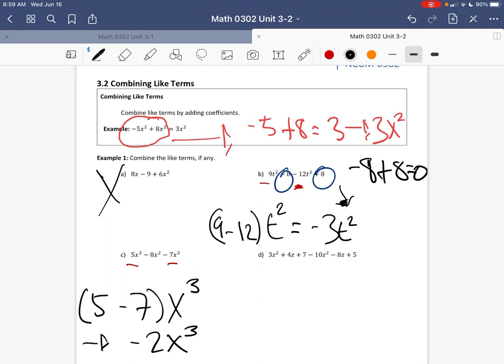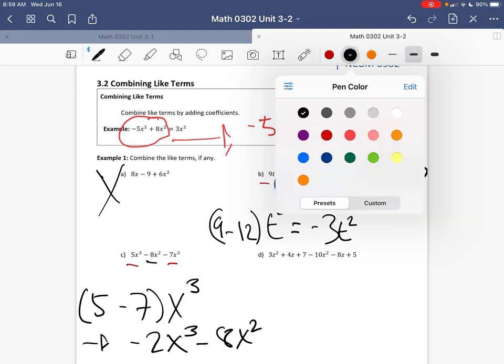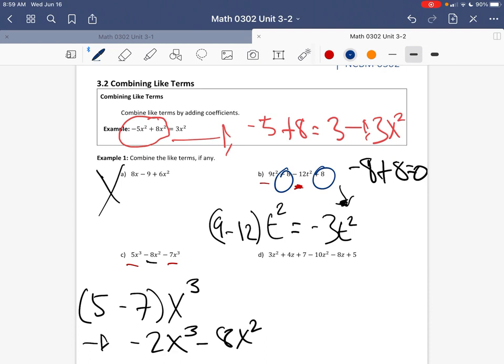The last term in this expression is a minus 8x squared. We can't pair this up with anything because the expression only has 3 terms, so we'll just drop it at the end. Now the original expression, 5x cubed minus 8x squared minus 7x cubed, has been simplified to minus 2x cubed minus 8x squared. This is what it means to combine like terms.